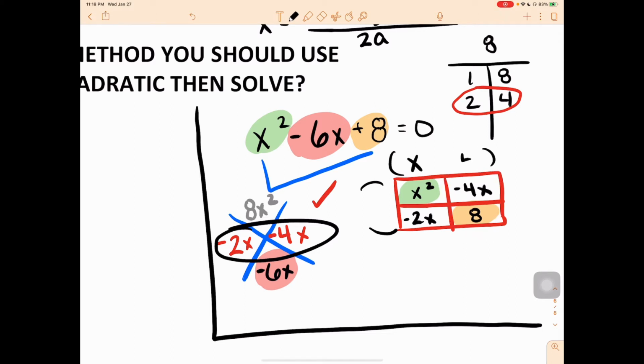Whoops, 4. This row here is an x. And this row here is a 2. But you realize here that x times 4 is positive 4x. So that 4 needs to be a negative. And same thing with this 2. It needs to be a negative. And then you realize, okay, good. Negative 4 times negative 2 is positive 8. So we're good to go.